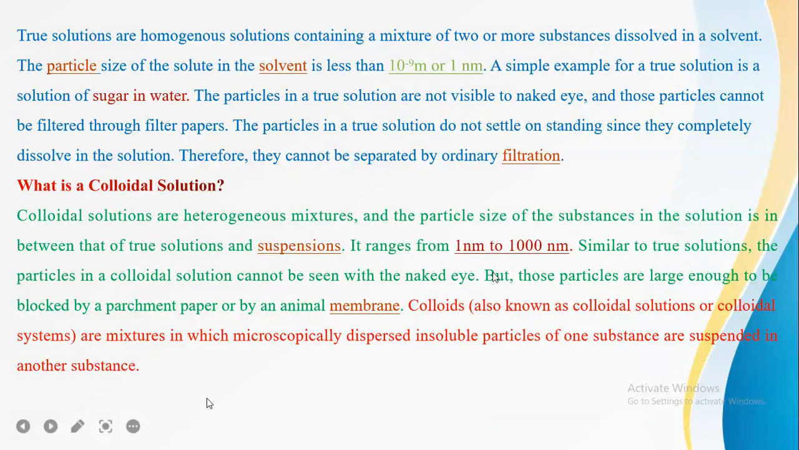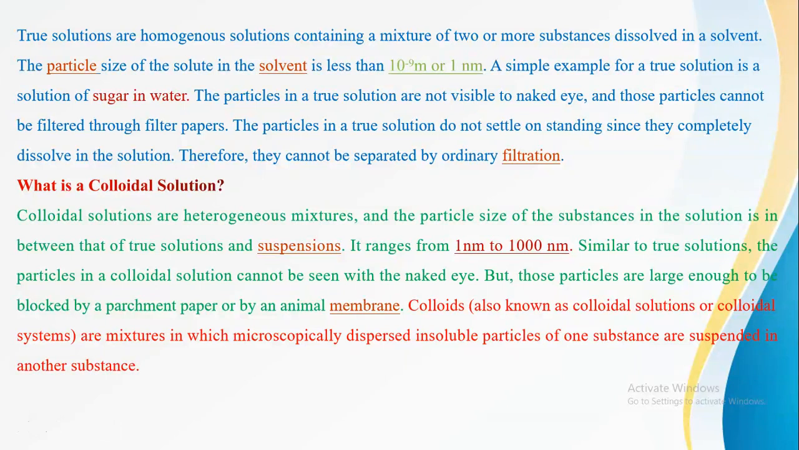Similar to true solutions, the particles in a colloidal solution cannot be seen with the naked eye, but those particles are large enough to be blocked by parchment paper or an animal membrane. So colloidal solutions can be filtered using parchment paper or an animal membrane. These colloidal solutions are also called colloids or colloidal systems. These are mixtures in which microscopically dispersed insoluble particles of one substance are suspended in another substance.